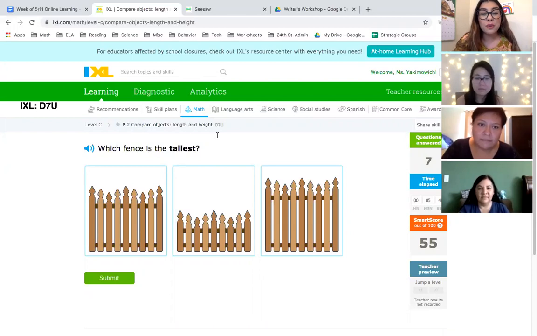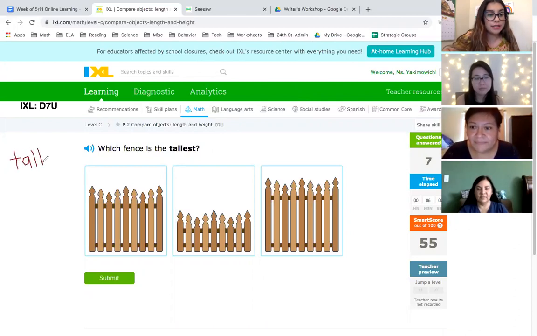Remember, this week we're starting our measurement unit, and we're going to be talking about different vocabulary words today. We have three vocabulary words, and I'm going to write them here on the side for us. Our vocabulary words are tall, short, and long. Those are our words for today.